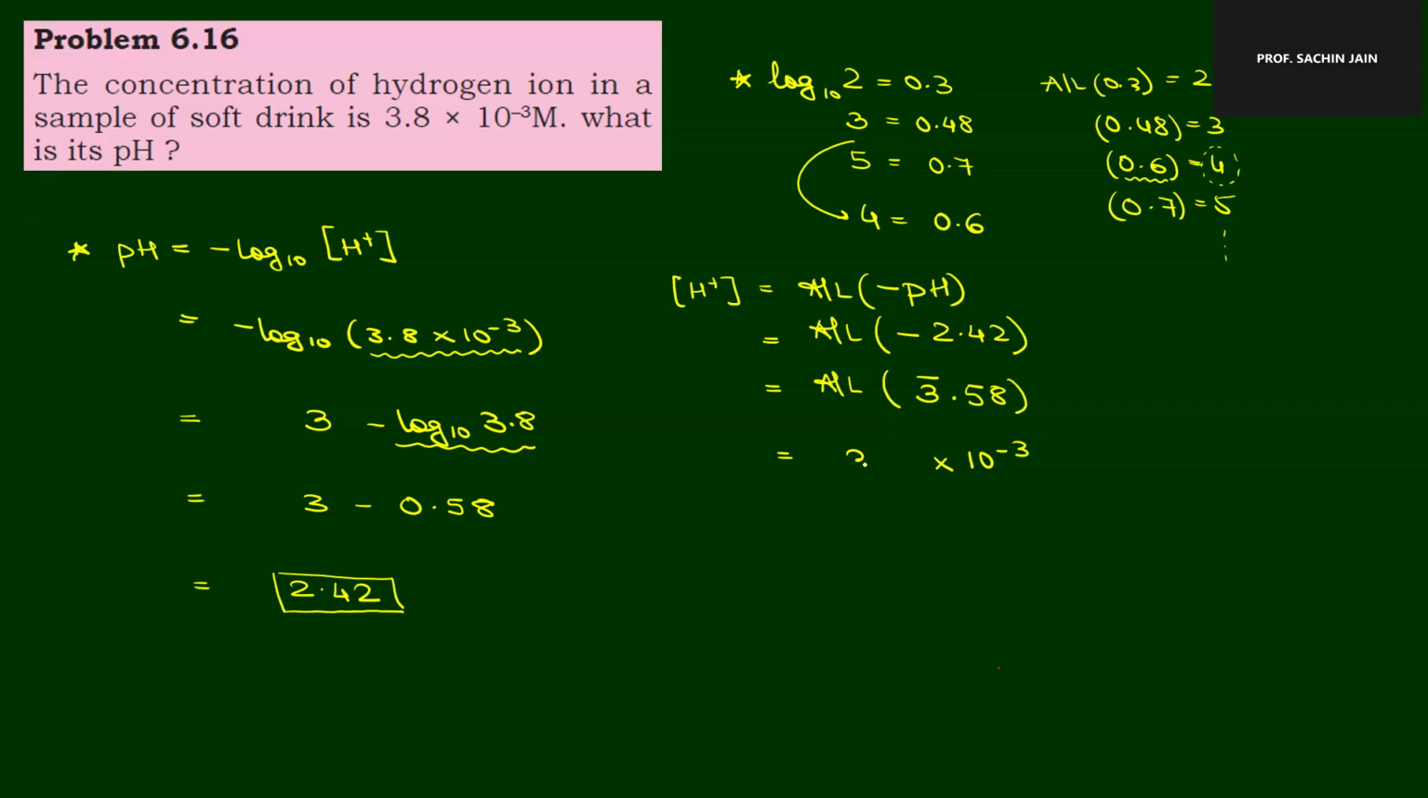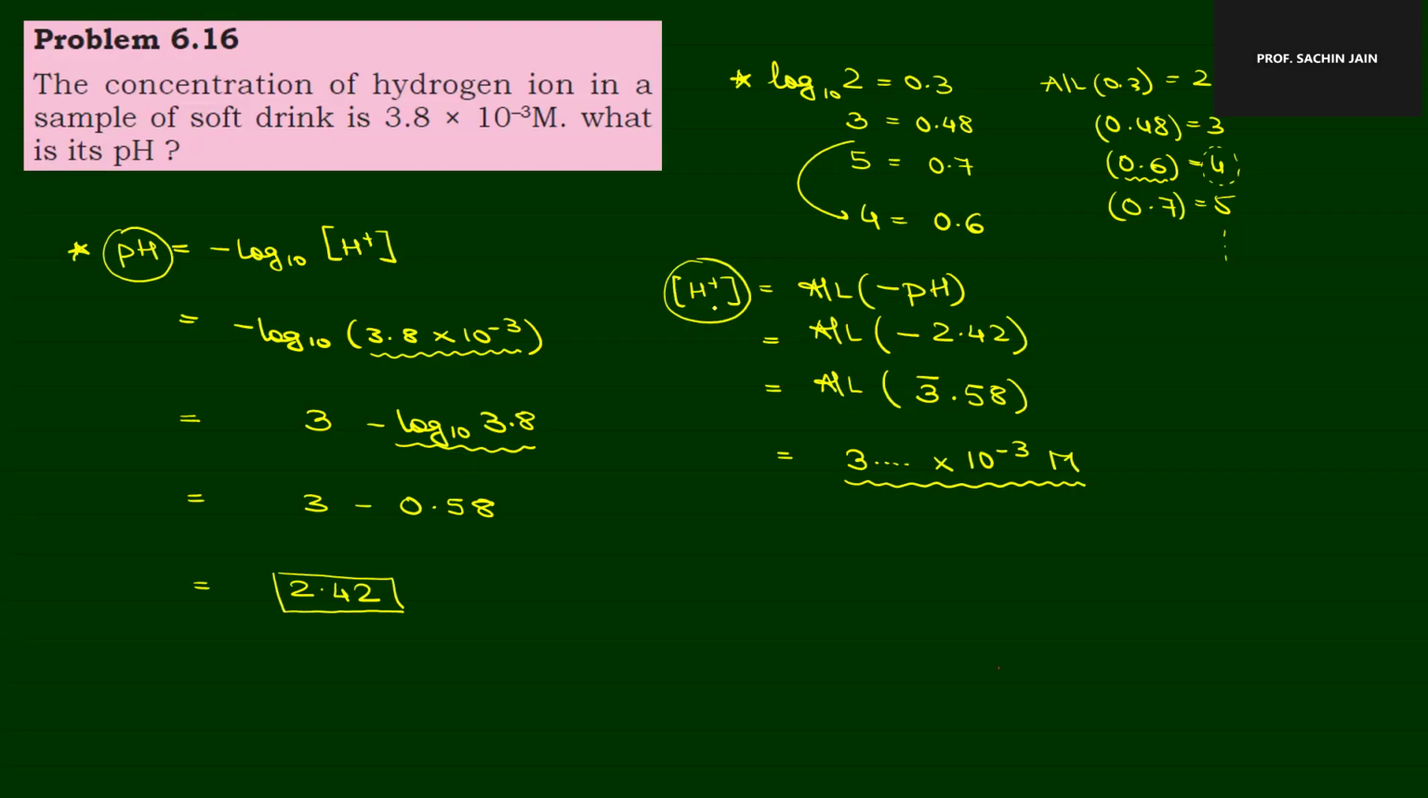So answer is going to be 3 point something into 10 raised to minus 3 molar. So in the option you find first 10 का power. अगर एक ही option में 10 का power minus 3 है, that will be answer. And अगर 10 power minus 3 में दो options है, तो 3 point something will be your final answer. So that way you can solve two types of questions. One is to find pH when H plus is given, and vice versa, H plus when the pH is given.